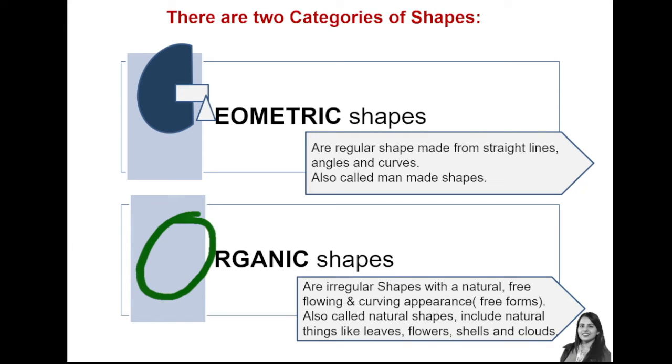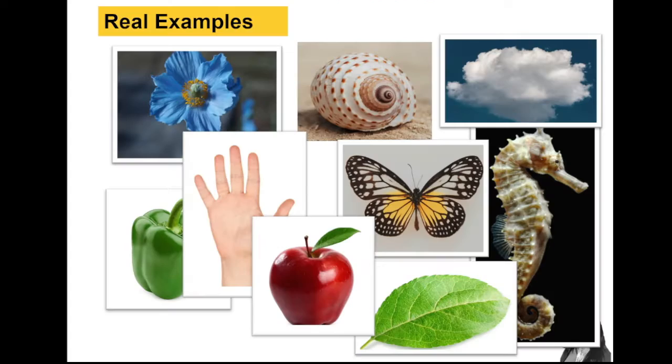There are two categories of shapes, geometric shapes and organic shapes. Geometric shapes are called man-made shapes because we use straight lines, angles and curved lines. Organic shapes are irregular shapes with a natural, free-flowing, curving appearance and they are called natural shapes. Here are some examples of organic shapes.